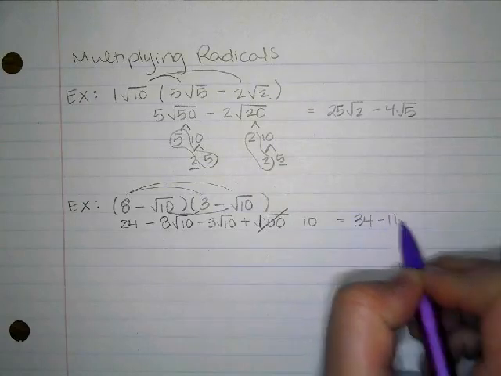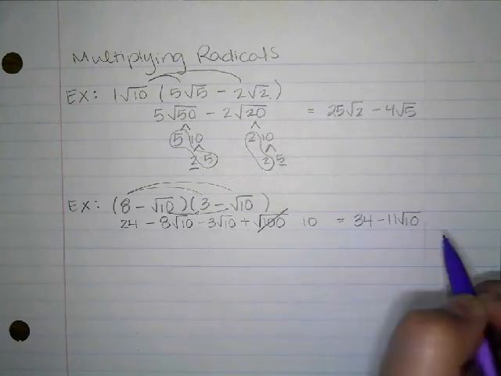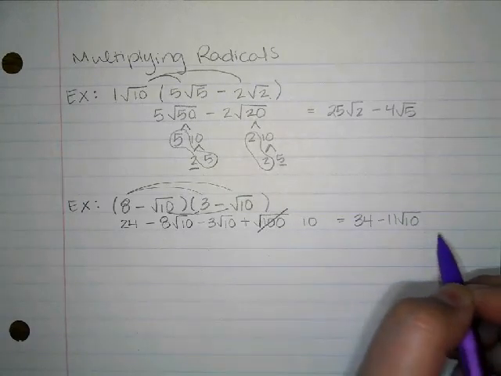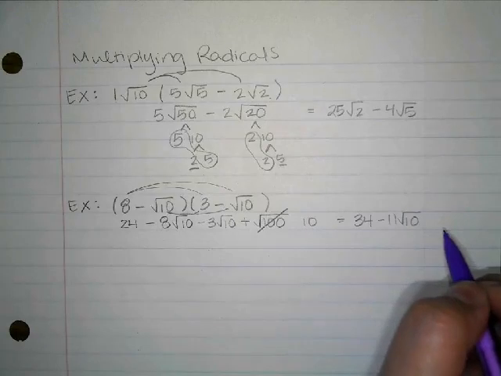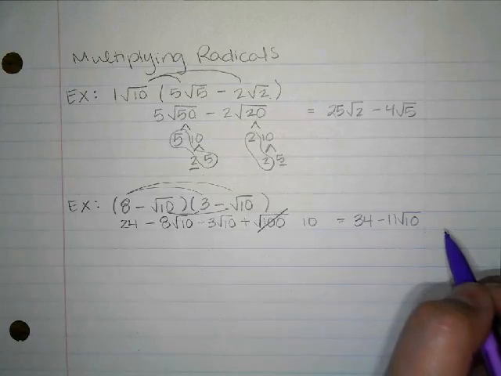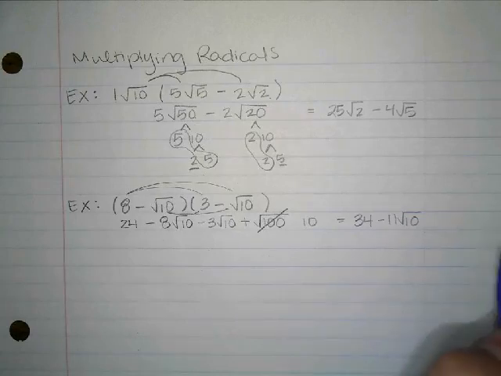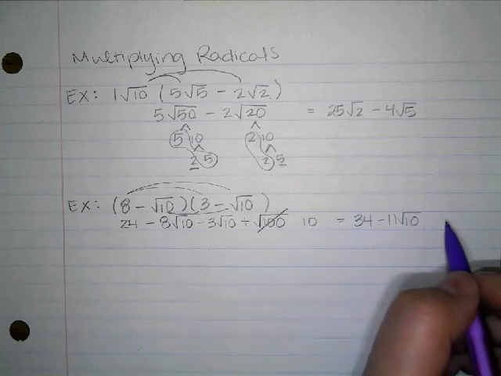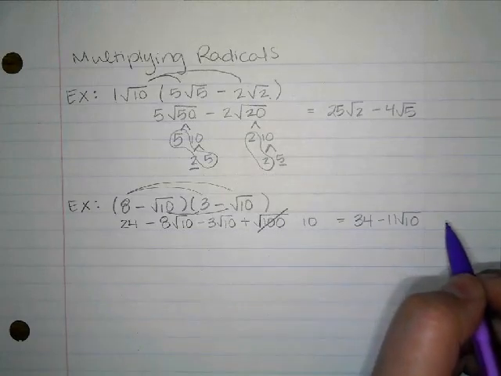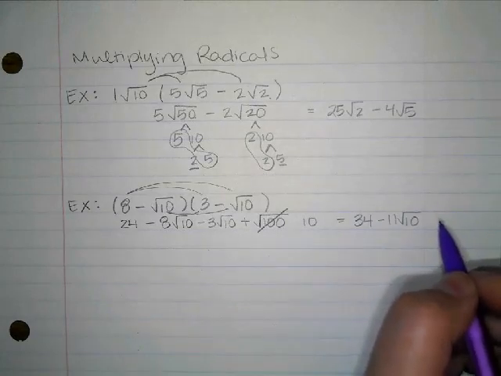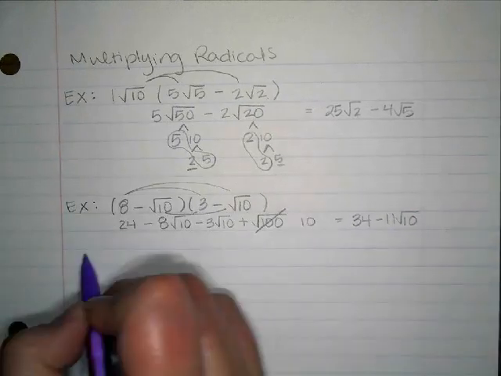Yeah, minus 11 root 10. Can the root 10 be broken down at all? Just 2 and 5, and there's no pairs in that, so we would just leave it. Okay. Because there's just ones and ones. All right.